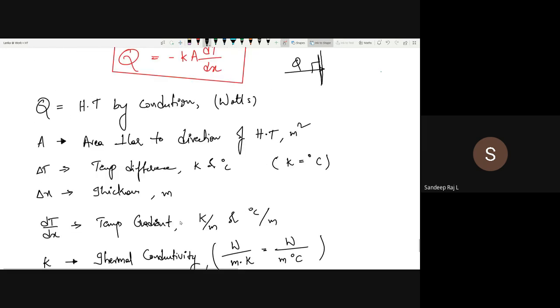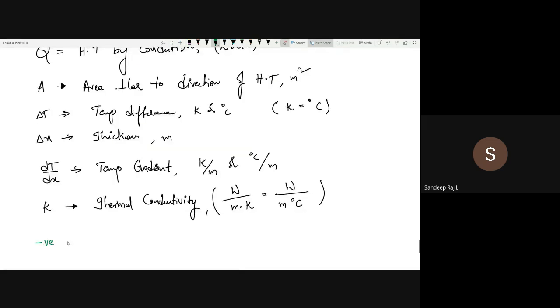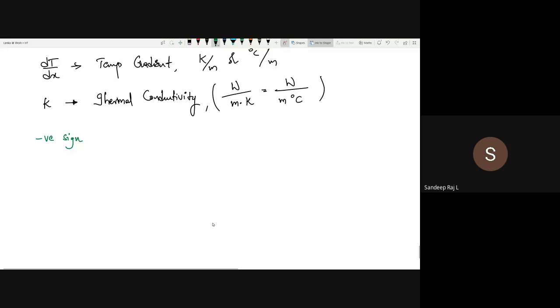And one more thing, I have this negative sign. Can you observe this negative sign here? Why did I keep this negative sign? Can anybody tell me? See, this negative sign is taken because the temperature gradient is in the negative direction. Most of the time, if you take a wall like this, and this is your delta x, the temperature is falling in this direction.